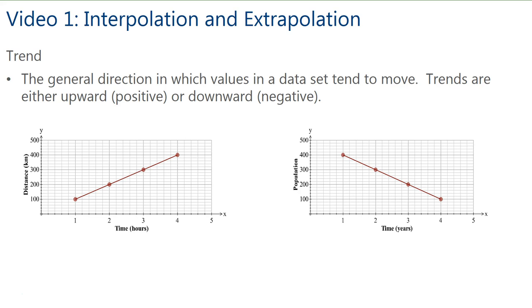Let's first define trend. That is the general direction in which values in a data set tend to move. Trends are either upward, positive, or downward, negative. So this graph on the left, as time increases, the distance increases. So this is an upward trend. And for this other graph, as time goes on, the population decreases. So this is a downward trend.